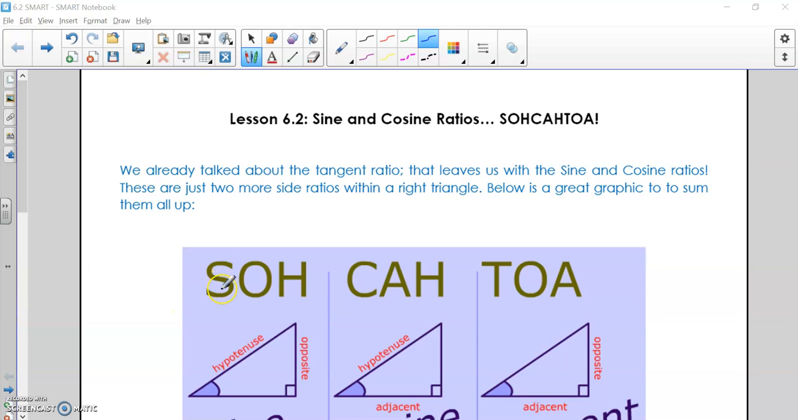Hey guys, welcome to lesson 6.2, where we are going to talk about the sine and cosine ratios in addition to tangent, which we talked about yesterday, and also this acronym called SOHCAHTOA. This is something that is very useful in remembering what each ratio means and how we use them and what qualifies us to use them.